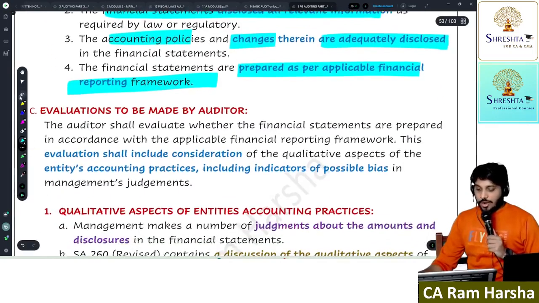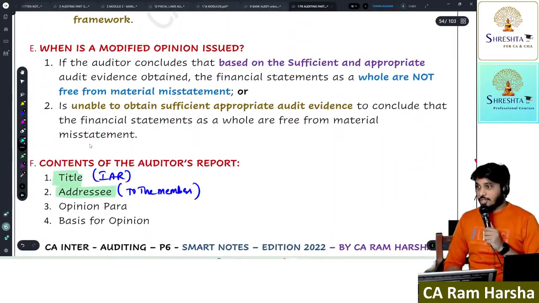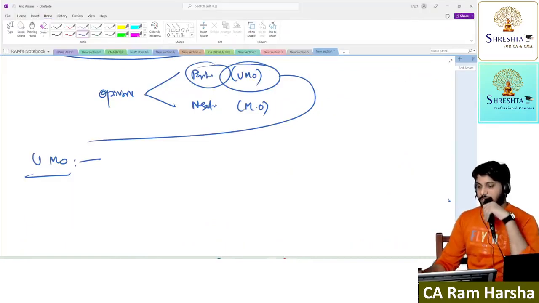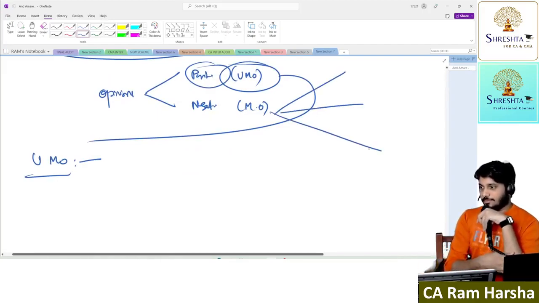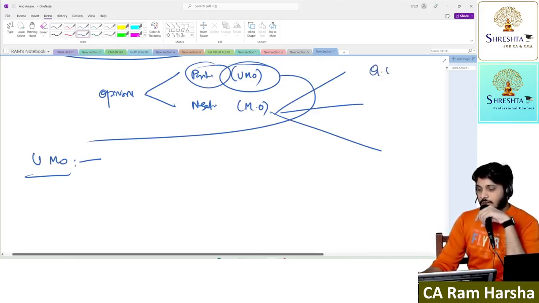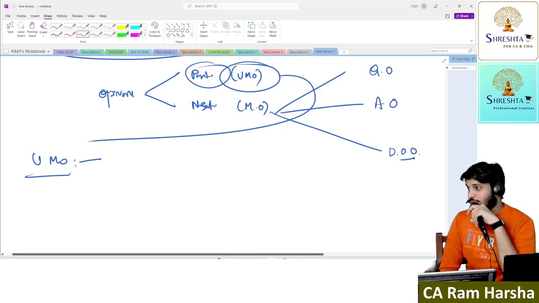Now, when will the auditor give a modified opinion? Two cases. Okay, before that, let us check here below. Now let us check what the different cases are. Modified opinion is again divided into three types. The standard classifies modified opinion into three subtypes: qualified opinion, adverse opinion, and disclaimer of opinion. It's DOO, disclaimer of opinion.